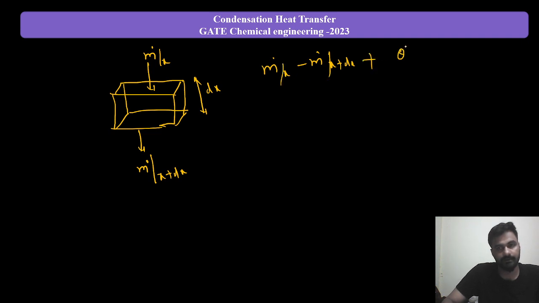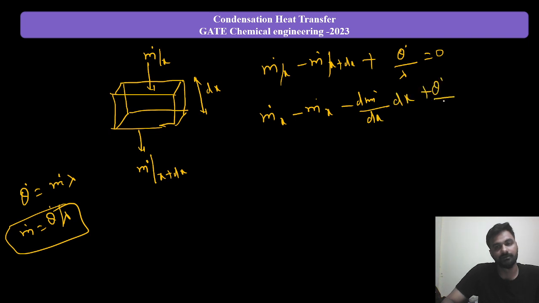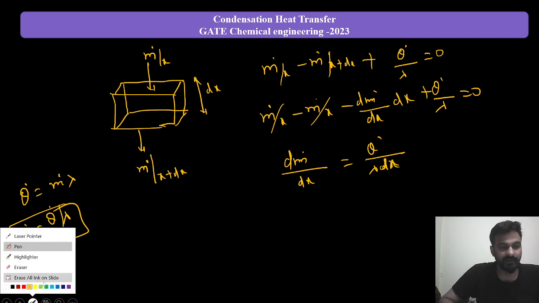plus q dot by lambda that is equals to 0. Why? Because q dot, sorry, heat transfer rate, is equals to m dot into lambda. So can I write m dot equals q dot by lambda, right? So we can write m dot at x minus m dot at x minus dm dot by dx into dx, plus q dot by lambda that is equals to 0. So m dot x will get cancelled out. So can I write dm dot by dx equals q dot by lambda dx. I think up to this it's very clear why I'm writing this.